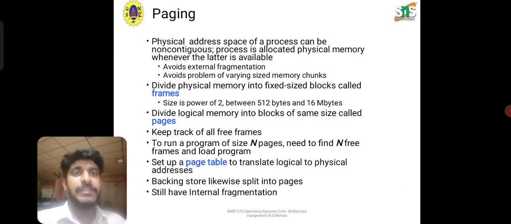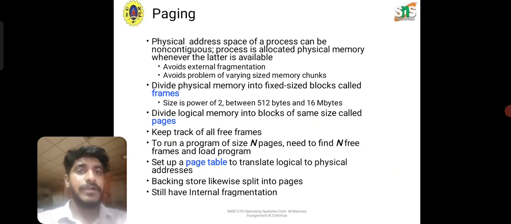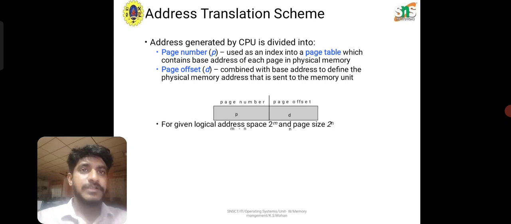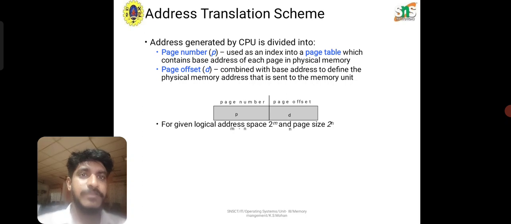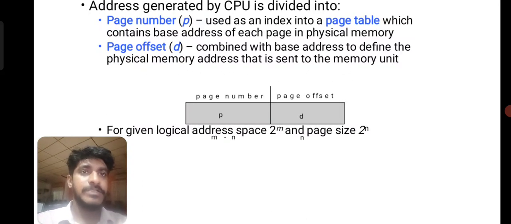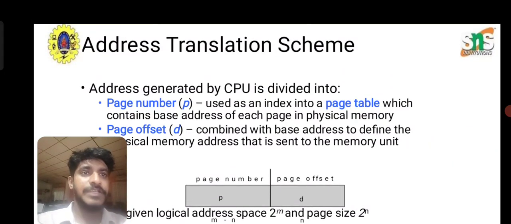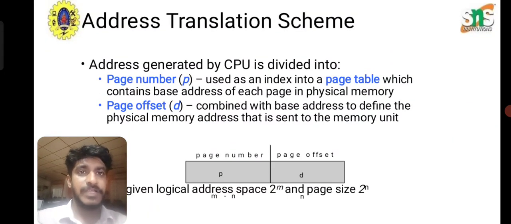So this is the introduction part of paging in the operating system. In paging we have the address translation scheme. The address generated by the CPU is divided into page number and page offset. In this picture, P is the page number and D is the page offset. The page number is used as an index into a page table, which contains the base address of each page in physical memory. The page offset D is combined with the base address to define the physical memory address that is sent to the memory unit.